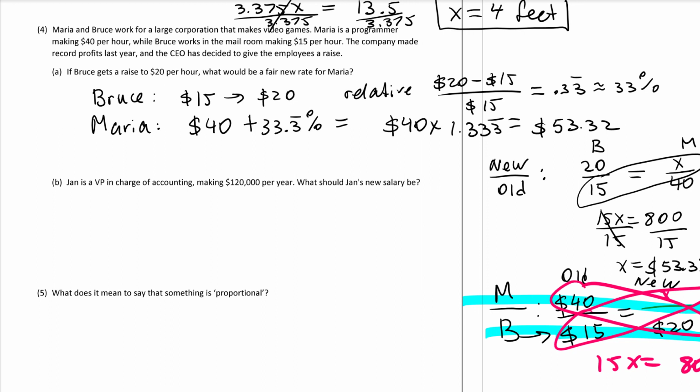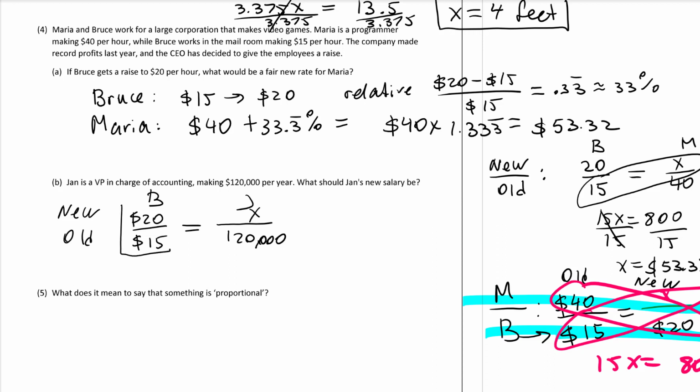Jen is a VP in charge of accounting, making $120,000 per year. What should Jen's new salary be? So same idea. We're gonna take either Bruce or Maria. Let's use Bruce's salary. So we say new to old. We got Bruce and we got Jen. Okay, so his new salary is 20. His old salary was 15. Jen's salary was 120. What's the new salary going to be? An X. So it's the same percent increase, also 33% increase. You can do it like that as well.